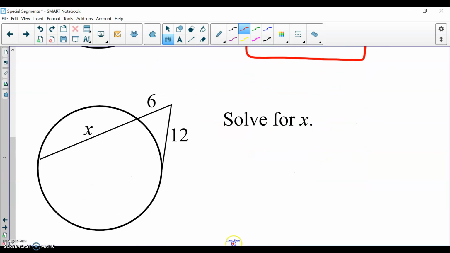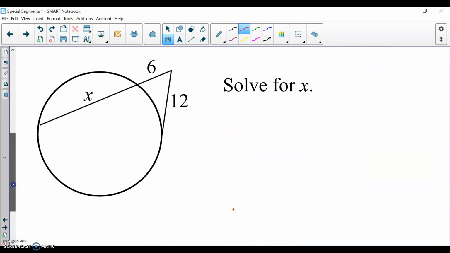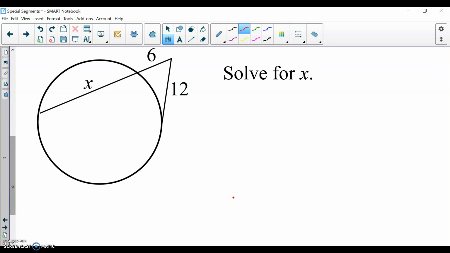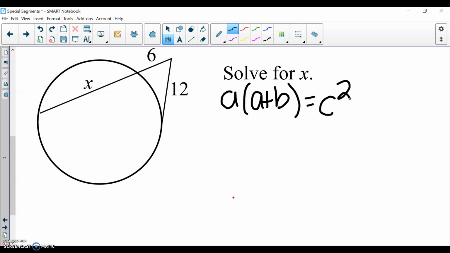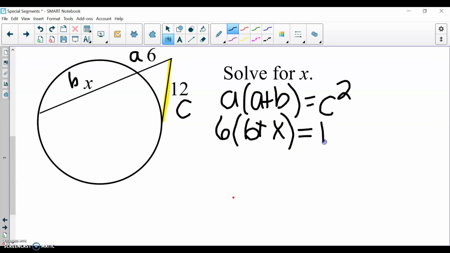And then another example for you all. A times a plus b is equal to c squared, where c is your tangent. So in this diagram, our tangent line, again, touches the circle once. It's going to be 12. So that is the c value. A is the outside part of the secant. B is the inside part of the secant. Substituting in, we have 6 times 6 plus x. Our c squared is 12 squared.